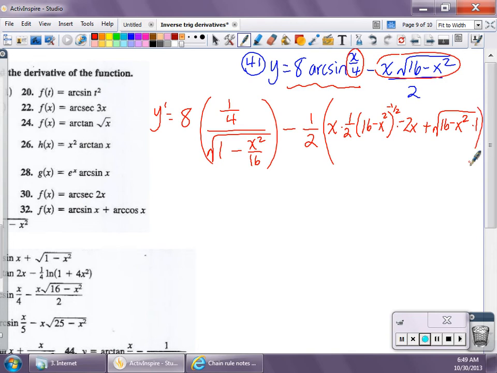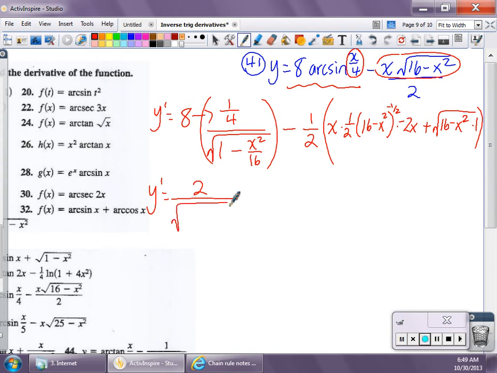All right, now here's where the fun begins in cleaning up. In the first term, I can see that 1/4 of 8 is 2, so I have 2 in the numerator. In the denominator, I'm going to show you lots of things that they're going to do in the book when you're trying to check your answers and why your answer doesn't look like their answer.